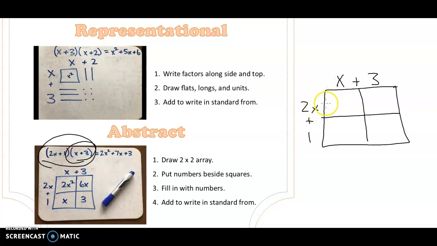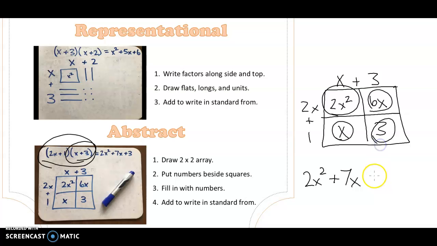So 2x times x is going to be 2x squared. 2x times 3 is going to be 6x. 1 times x is going to be x, and 1 times 3 is going to be 3. So that was step 3 right there. Now we can go on to step 4 and write this in standard form. We're going to take each one of these parts and write it down. So we have our 2x squared first, and then we're going to add the x terms. We have 1 here and we have 6 here, so that's 7x. And then we're going to add our last part, which is the individual units.